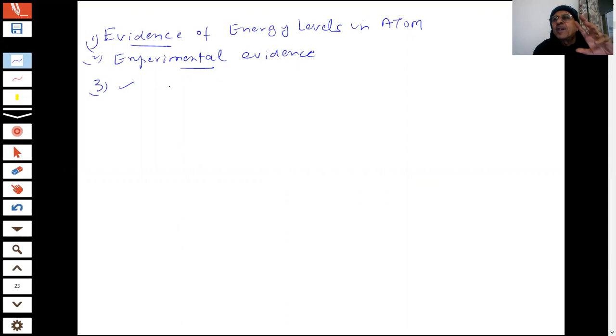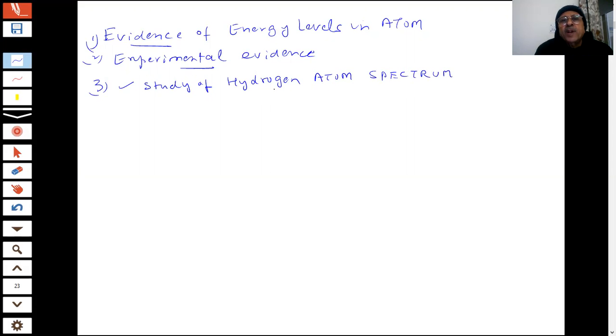Electrons are moving in fixed orbits or fixed energy levels, and so long as they move, they don't lose energy, students. That is Bohr's model, what I'm talking about. Can you tell me what experiment was mainly done? The study of spectra, students. The hydrogen atom spectrum is very important. The hydrogen atom spectrum was being studied, students.